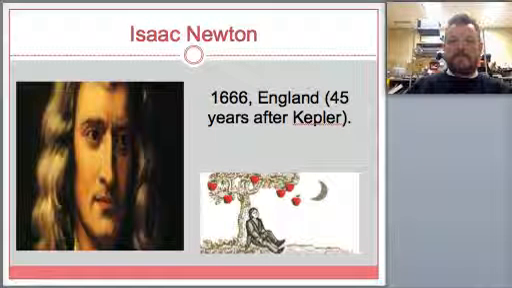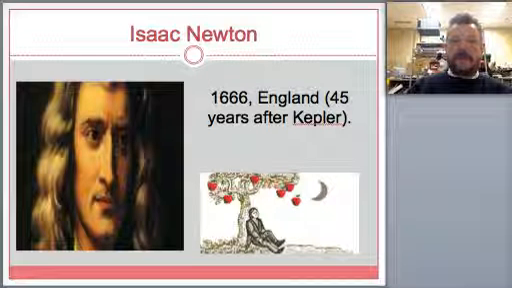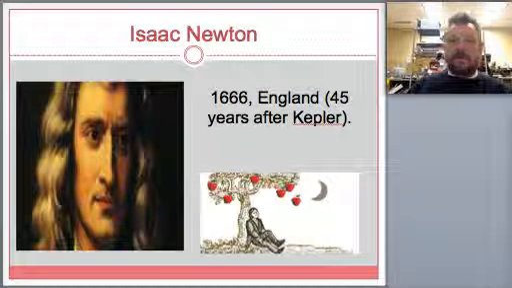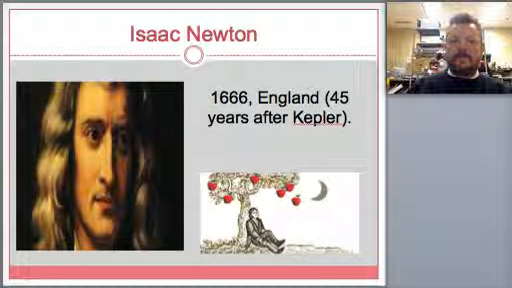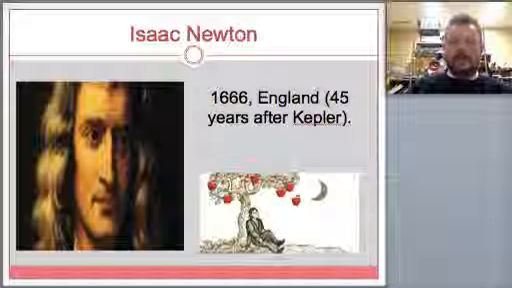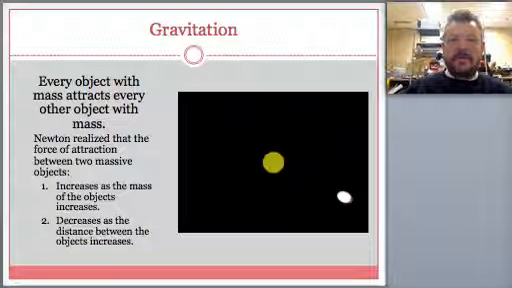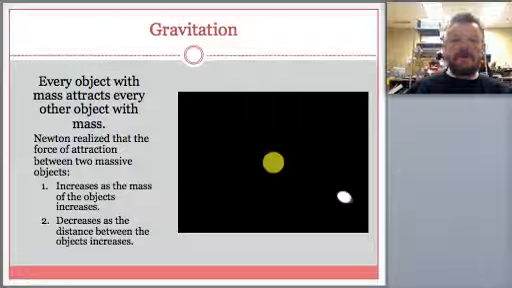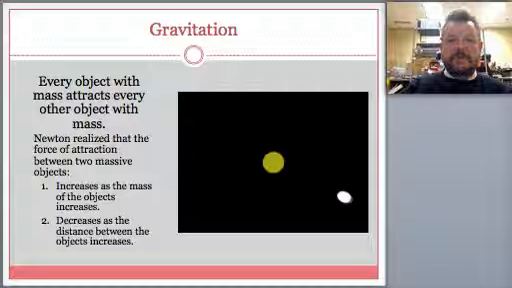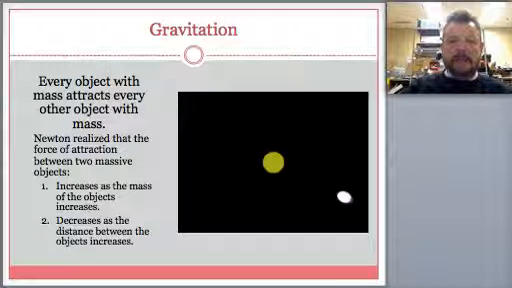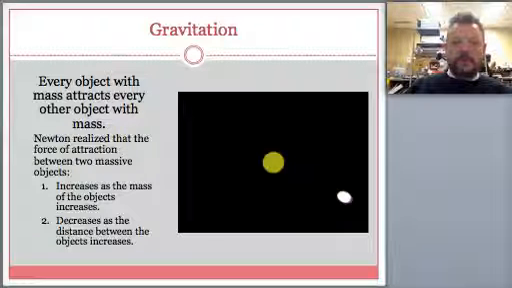Newton was born in 1642 in England, 45 years after Kepler, and is best known for the apple falling and realizing that there is a force that pulls the apple down to the earth. Every object with a mass attracts every other object with a mass. He realized that the force of attraction between two massive objects depended on the mass of the objects and the distance between them.